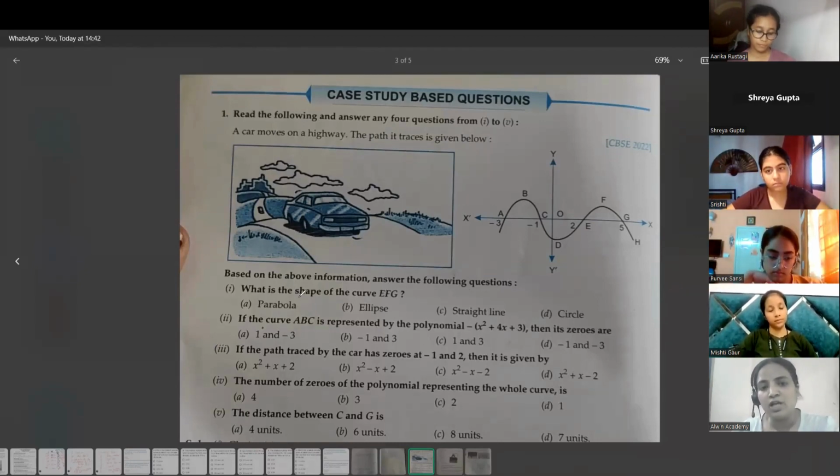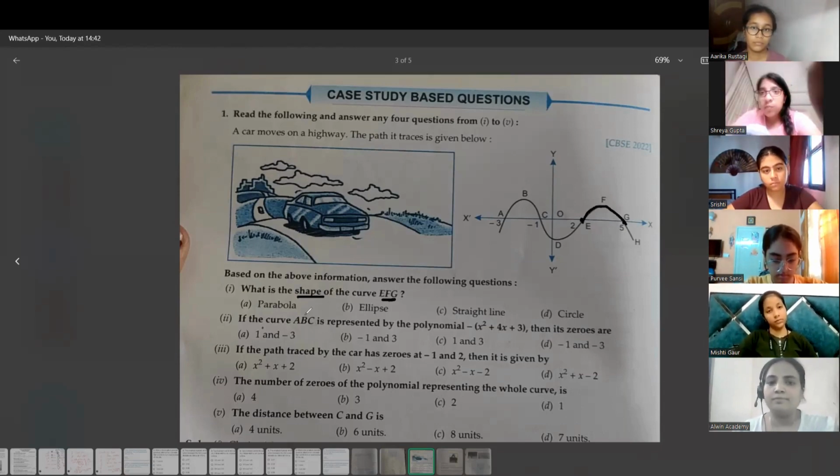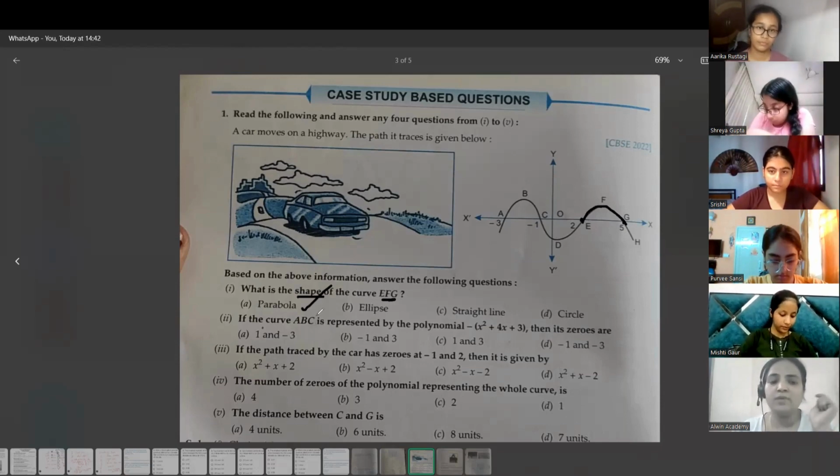First is, what is the shape of the graph EFG? So where is EFG? This is E, this is F, this is G. So EFG is what? It is a parabola. Understood everyone? So simple. Next one.